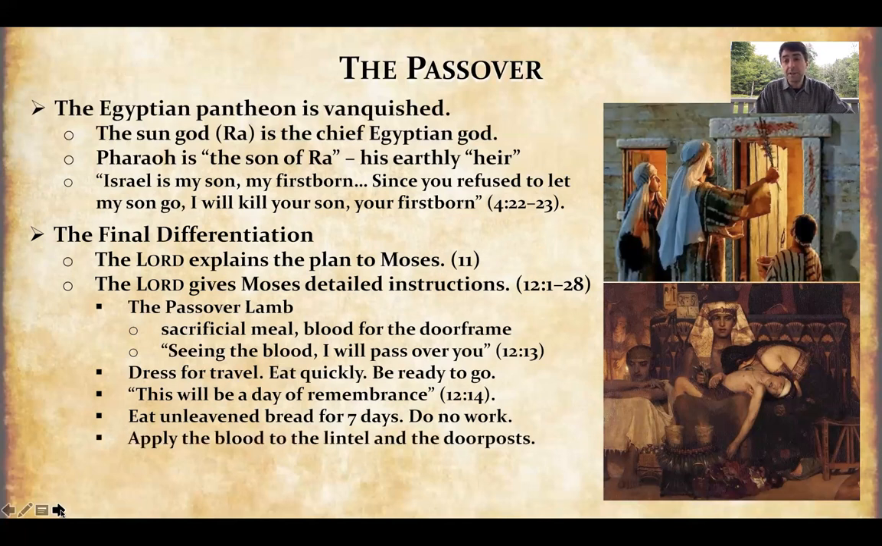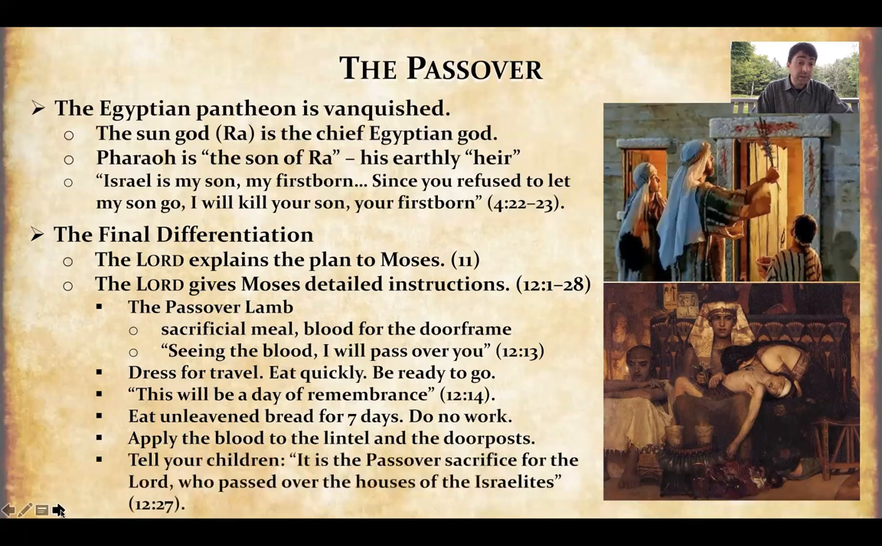And then, most significantly, apply the blood to the lintel of your house and the doorposts of your house. So this blood is sort of meant to mark your home as chosen for being passed over. And if your children ever ask you, why do we do these things each year? Because it is the Passover sacrifice for the Lord who passed over the houses of the Israelites.